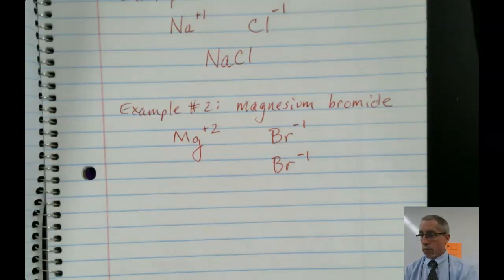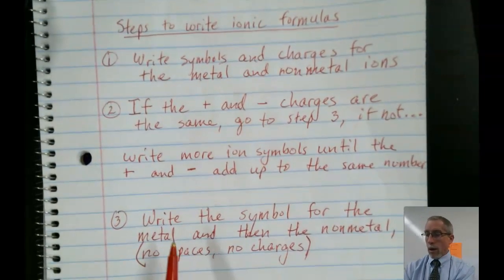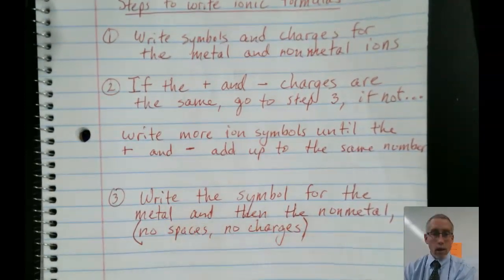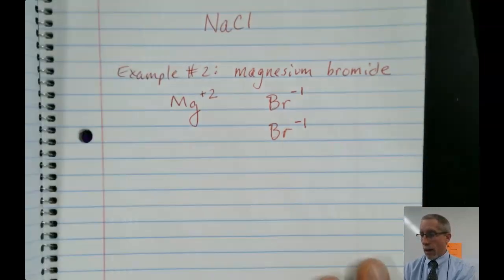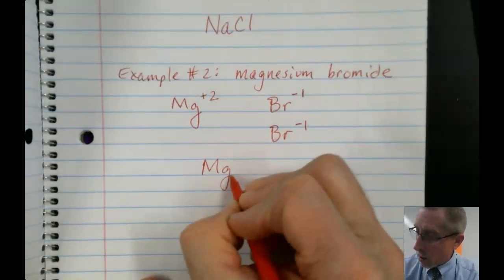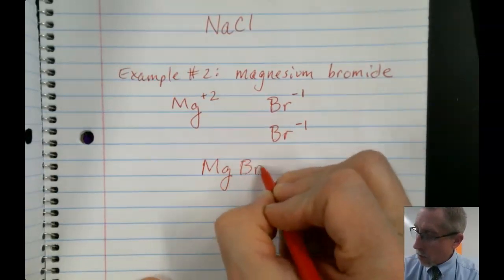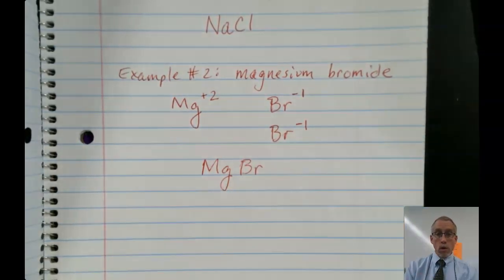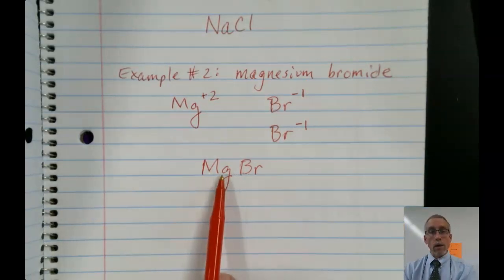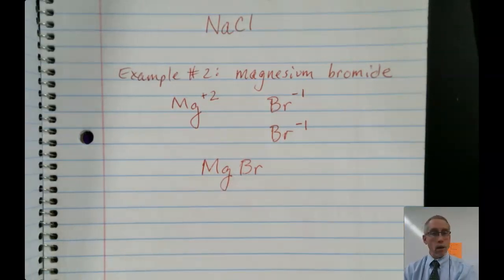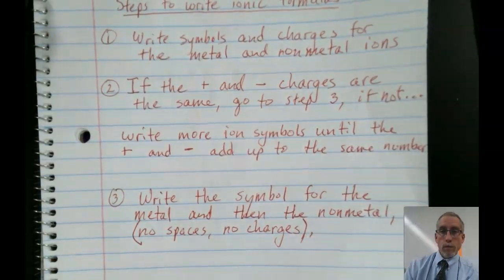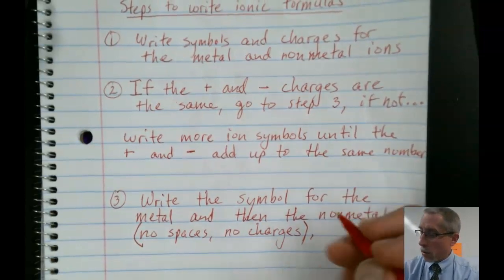Okay? All right. So now we're going to also modify step 3. We're going to write the symbol for the metal and then the nonmetal, and we're still going to do that. We don't put spaces in between it, so we write Mg, Br. We don't put the charges on there. Remember, capital letter on the first letter of a symbol and the small case letter for the second. Okay? But here's what we do that we didn't do in the sodium chloride example.